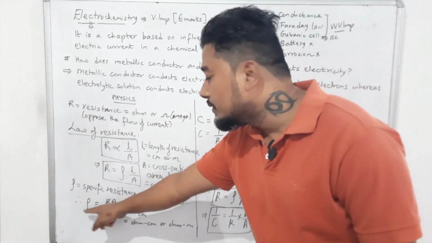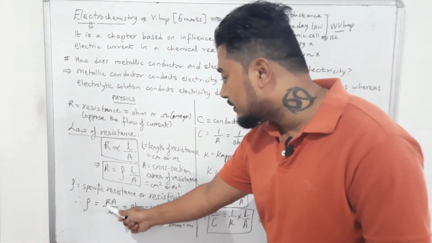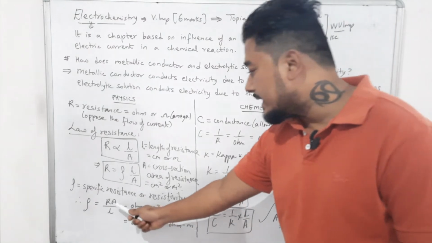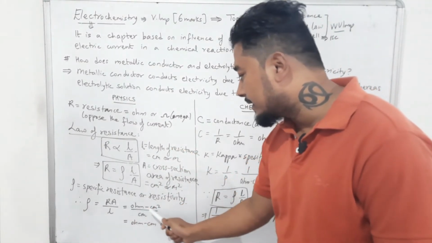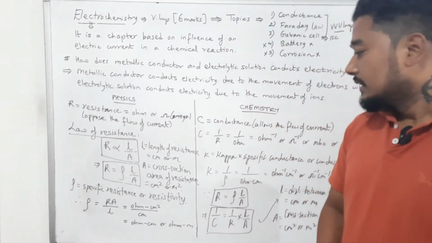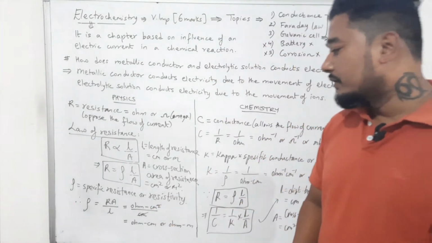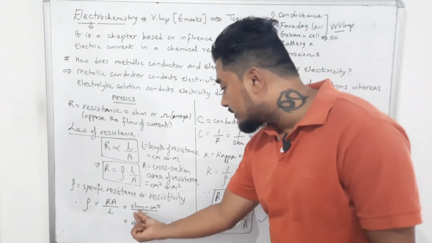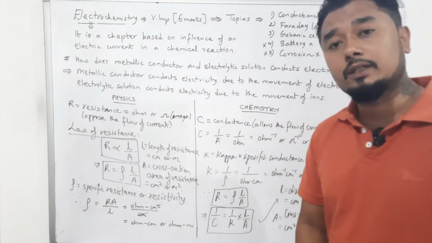Now let us find the unit of specific resistance or resistivity here. As you all know, the unit of resistance is ohm, so I am putting it here. Area unit is centimeter square, so I am putting it here. A means area, unit is centimeter square, and length unit is what? Centimeter. Done? Now here we can cancel this centimeter with one of them. So when it gets cancelled, what remains is ohm centimeter, the unit of specific resistance or resistivity.